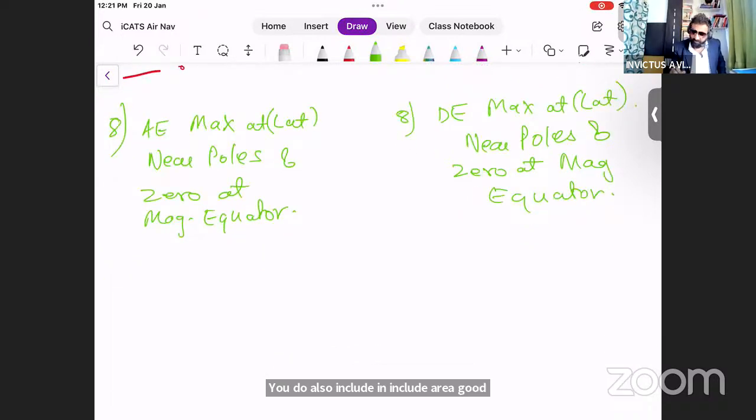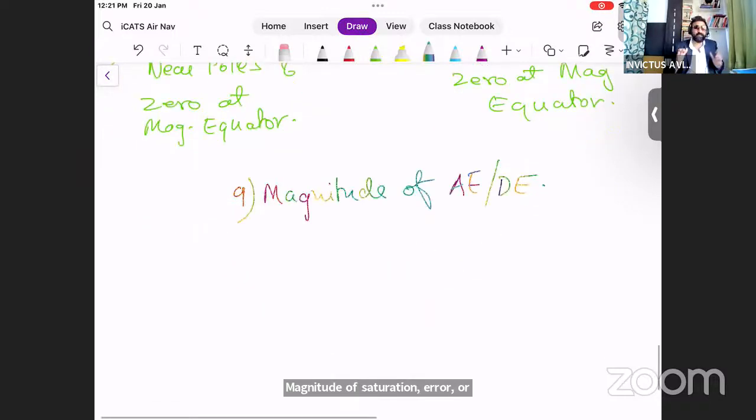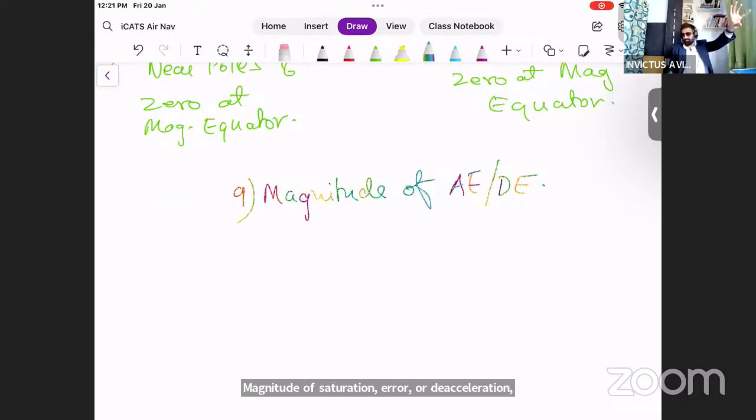Ninth point is again a common point. Magnitude of acceleration error or deceleration errors. Of course, it's maximum on the northern side or minimum on the equator, we know. But there would be a question, or sometimes points would be discussed, talking about magnitude. What is the magnitude of these errors depending upon? Intensity. Whether the error is huge or less, what does it depend upon?